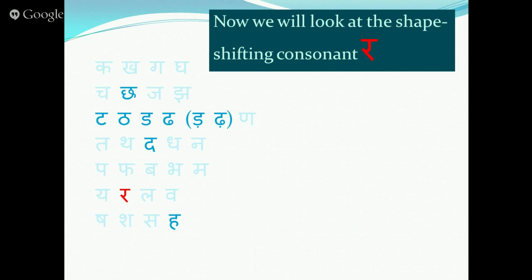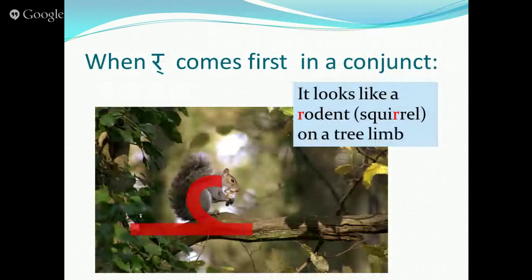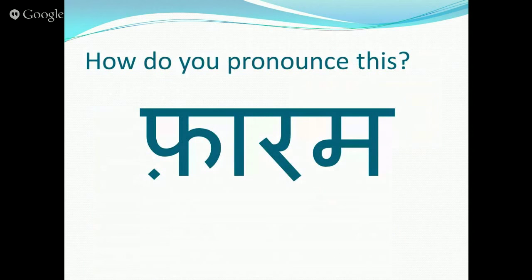And so ra is a little bit different than most of the other consonants. When it comes first in a conjunct, in other words, when it is the first letter and we're trying to get rid of the a after it, then it looks like a rodent on a tree limb. So if we take a look at this, how would we pronounce this?